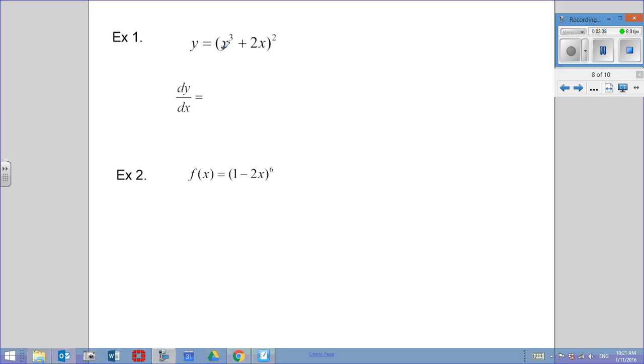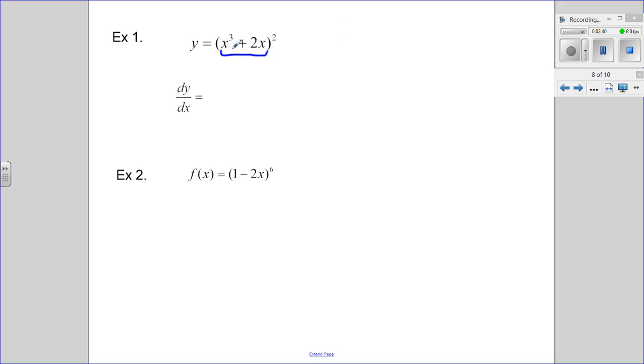So our first example, we'll notice that we have an inside function. We can say that our u is x cubed plus 2x, and our y is just something being squared. So when we take the derivative, we wind up saying that 2 multiplies by the coefficient, so we wind up with 2. We keep our inside function. We drop 1 degree, and we'll keep our inside function as it is.